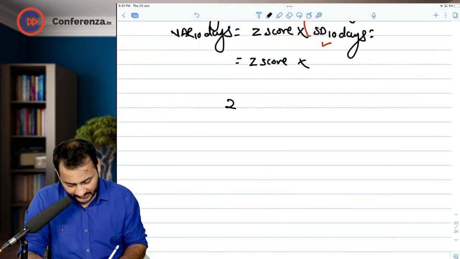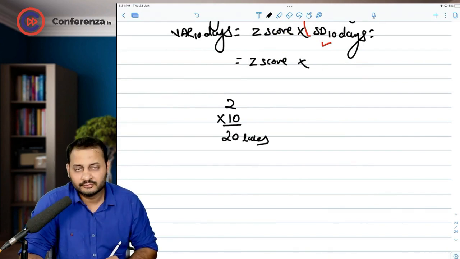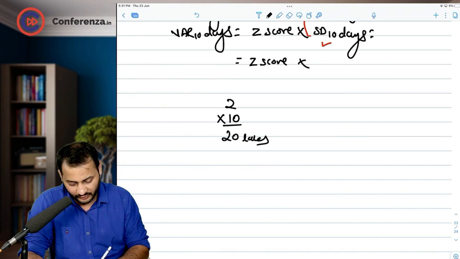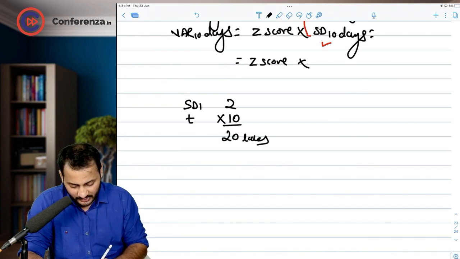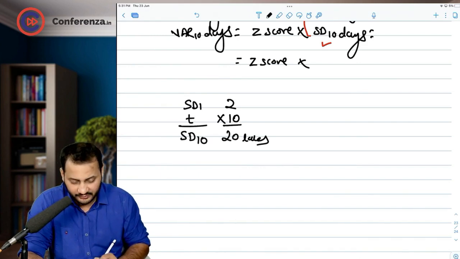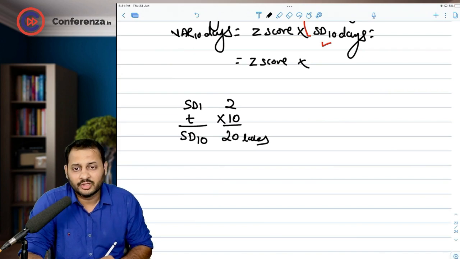You can just do it like this: 2 into 10, 20 lakhs. This is wrong. If you are saying that standard deviation of 1 day should be multiplied with the time in order to arrive at standard deviation of 10 days, this is wrong. What is the proper formula?